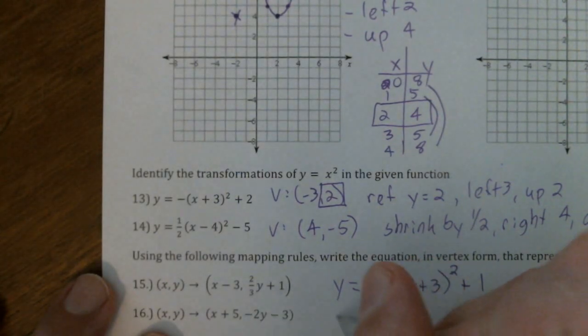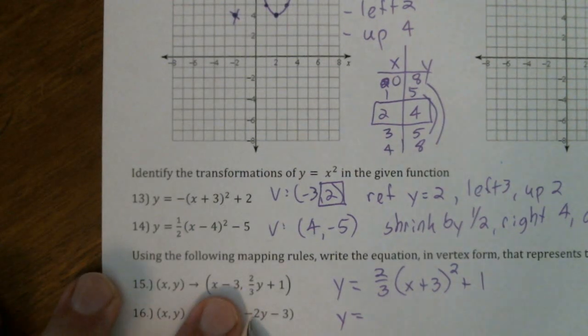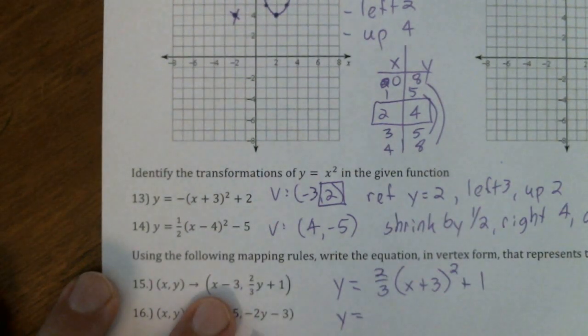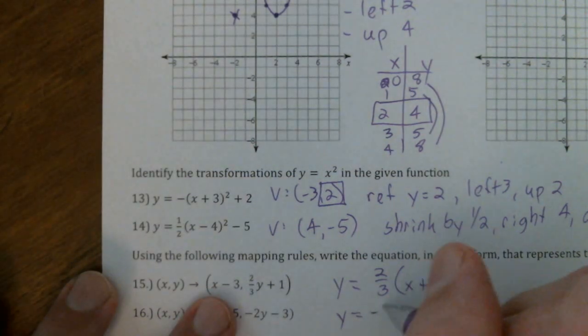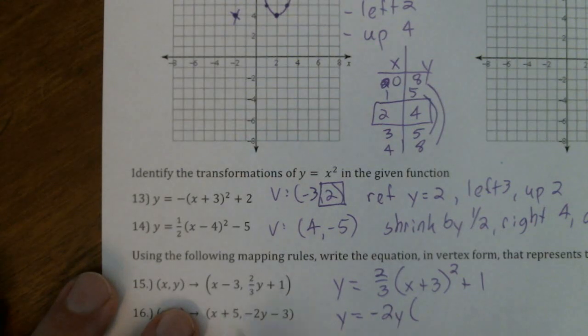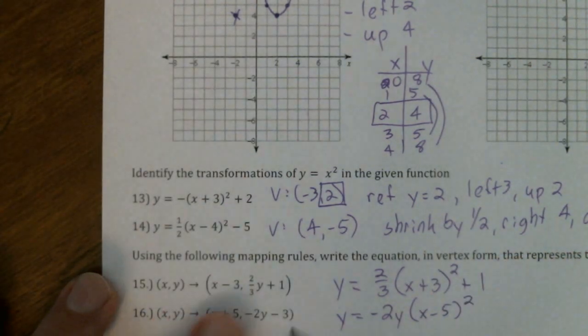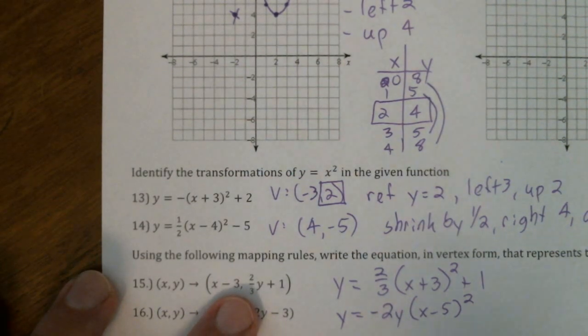Number 16, I've got y equals. Do I have a reflection? Yes, I do. There's a negative in front of that 2. So basically, whatever's in front of y is the very first thing that goes in the equation. So y equals negative 2y. Do I have a horizontal shift? Yes, I'm adding 5, so it's backwards. So x minus 5 squared. Do I have a vertical translation? Yes, I do. Down 3, so it's minus 3.